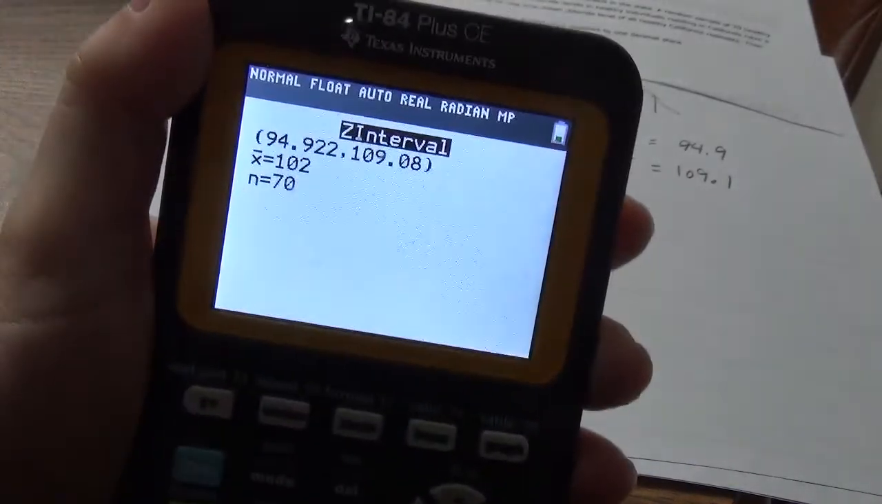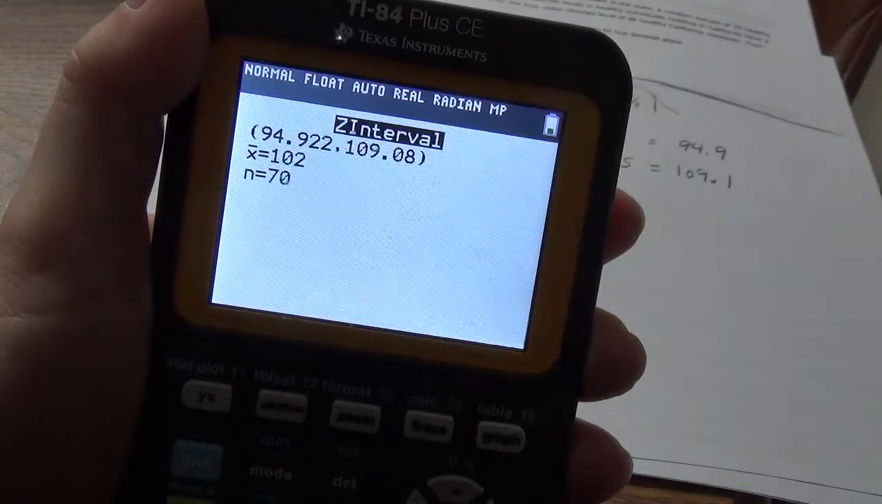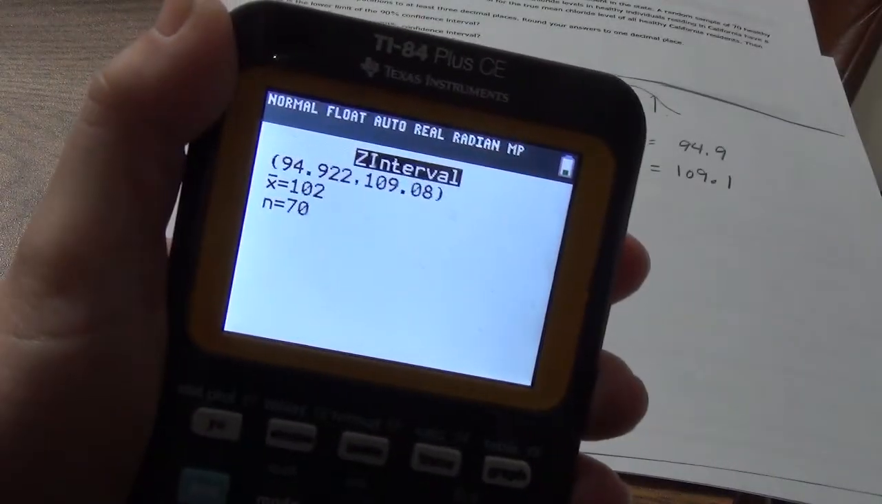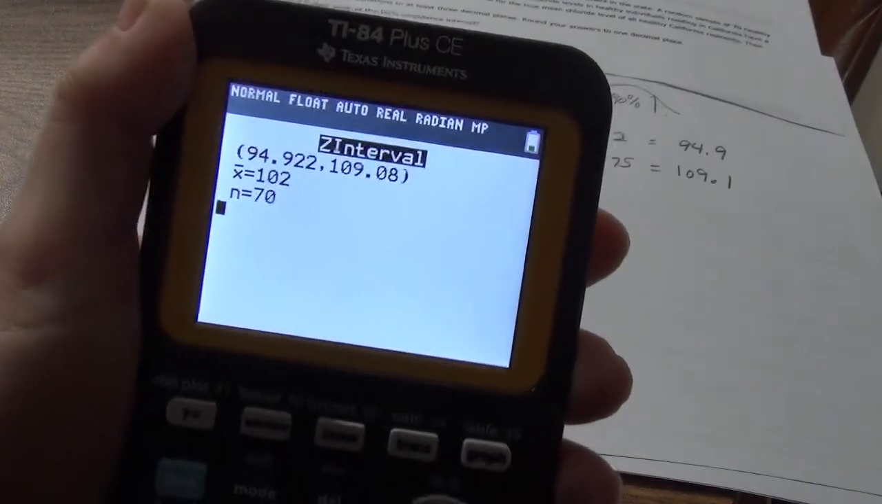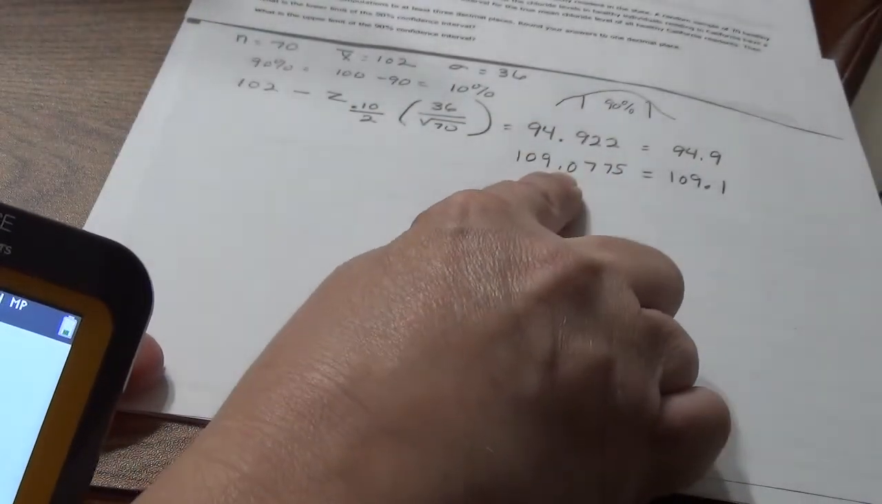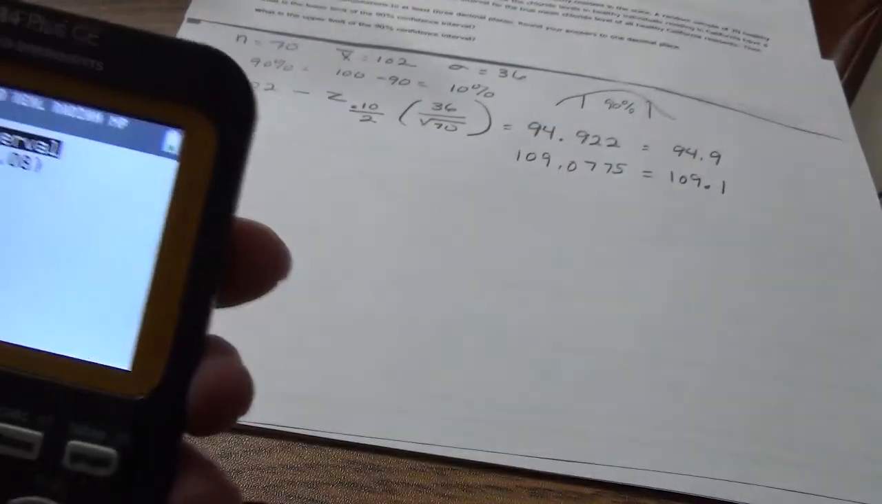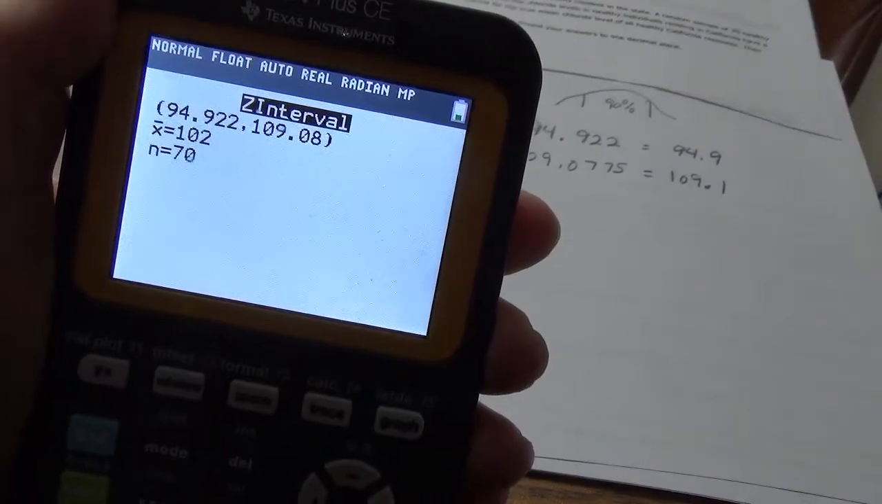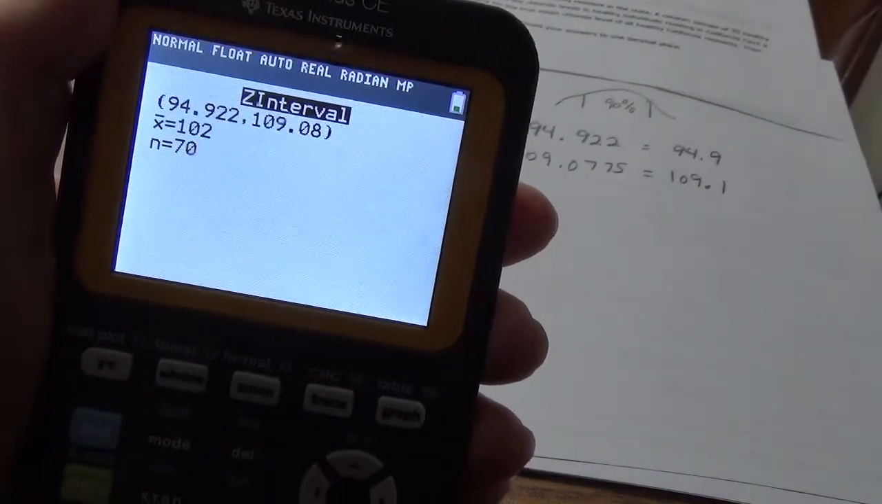And you can see that my answers, I got 94.922, which we rounded off to 94.9. And then I got 109.08 because it rounded it up, but we're rounding to 1 decimal place, so 109.1 is where we would round that off to. And you can see I got the exact same answer either way.